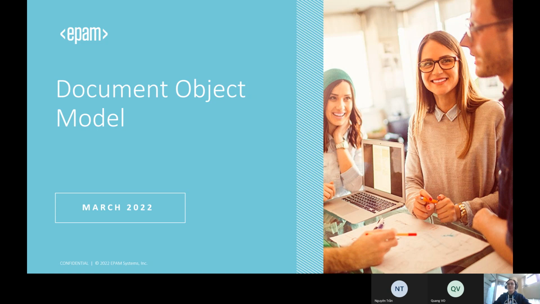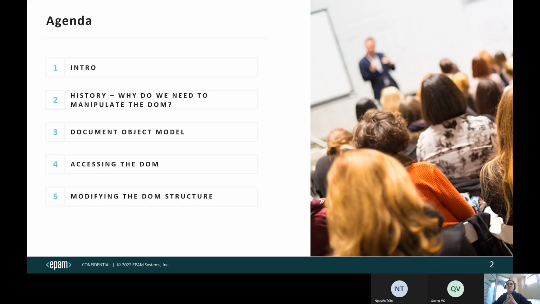So let's dive into our agenda. We have quite a lot of slides to plow through today, so let's be quick about it. First, I would like to tell you about the history of web development. Why do we need to manipulate the document object model, the DOM, in the first place? Next, we will dive deeper into the details of the DOM: how it's organized, how we can manipulate it, what it consists of, how it evolved during the times of web development, and how we can access it differently.